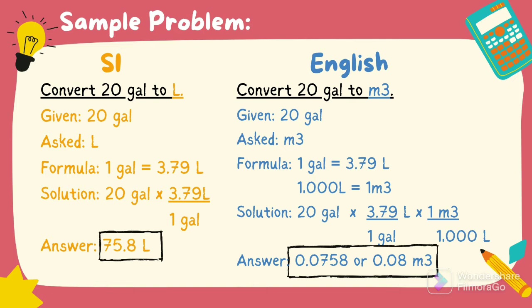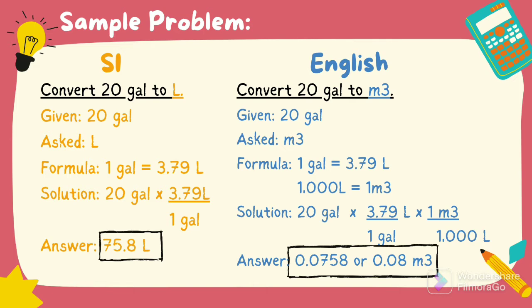Let us have the sample problem. We are tasked to convert 20 gallon to SI unit liter. Let's write down our given: 20 gallon, our asked which is liter, the formula 1 gallon is equal to 3.79 liters. Our solution, replace the given value: 20 gallon times 3.79 liters divided by 1 gallon. Our final answer would be 75.8 liters.